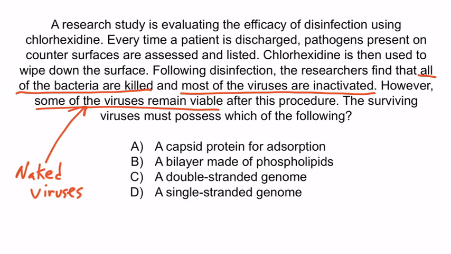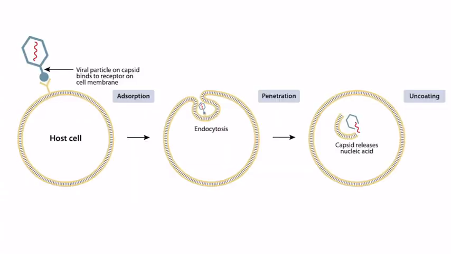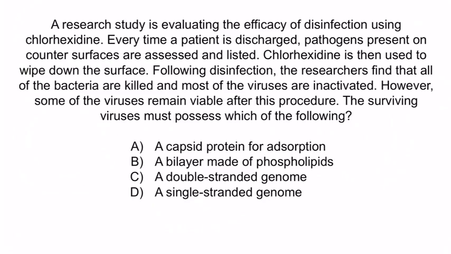So which of the following must be possessed by these naked viruses? That would be choice A, a capsid protein for adsorption. Recall that viral particles on the capsid of naked viruses interact with cell membranes, allowing them to enter the cell through endocytosis. Now choice B is wrong because a bilayer made of phospholipids describes an envelope, and naked viruses don't have those, which is what makes them naked. And choice C is wrong because naked viruses can have double-stranded genomes or single-stranded genomes. The genome is irrelevant, and for that same reason, choice D is wrong.